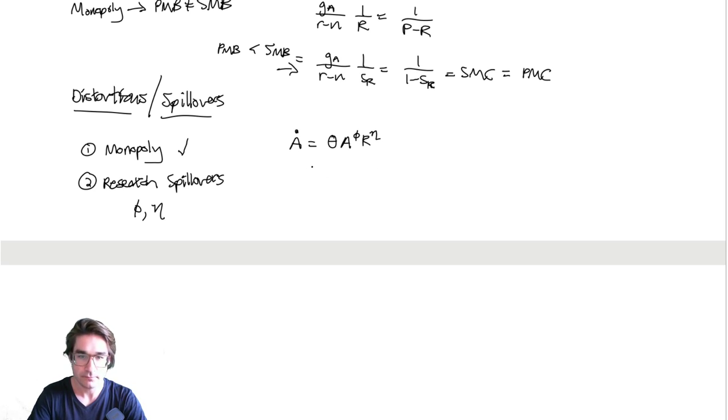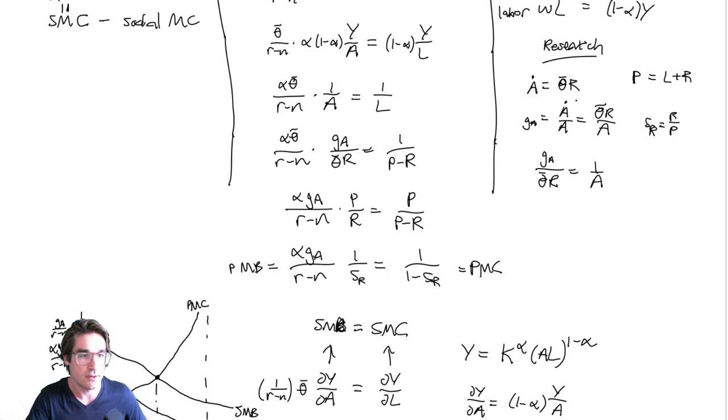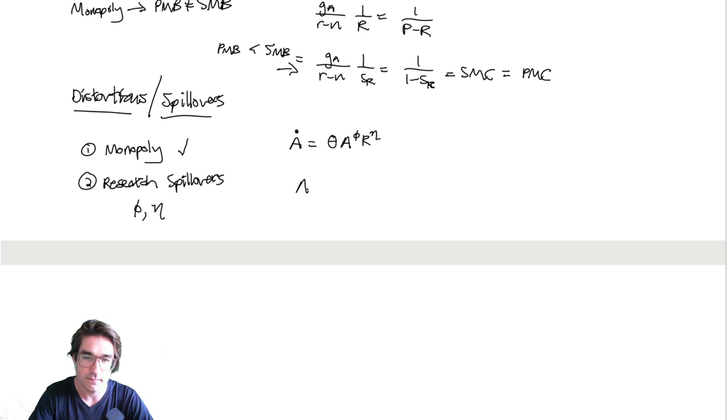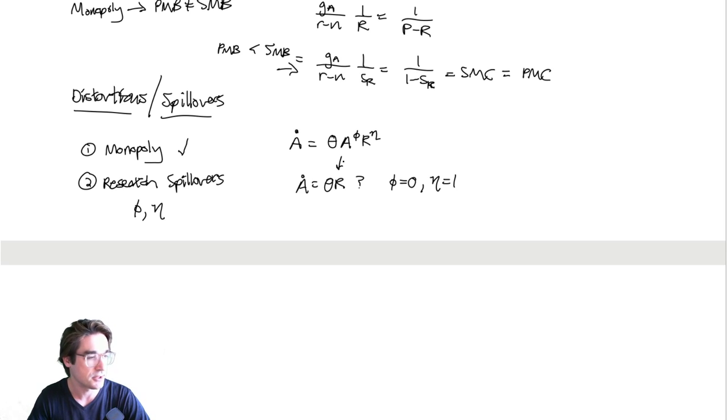Now, in the model that we showed, we're using this Romer model implicitly, where we had this as our production function for ideas, A dot equals theta bar times R, or like theta times R. So how does that fit in here? Well, that just means that phi equals 0 and eta equals 1. If this is 0 and this is 1, we get that production function that we've been using. So this is our position in the Jones taxonomy: phi equals 0 and eta equals 1.